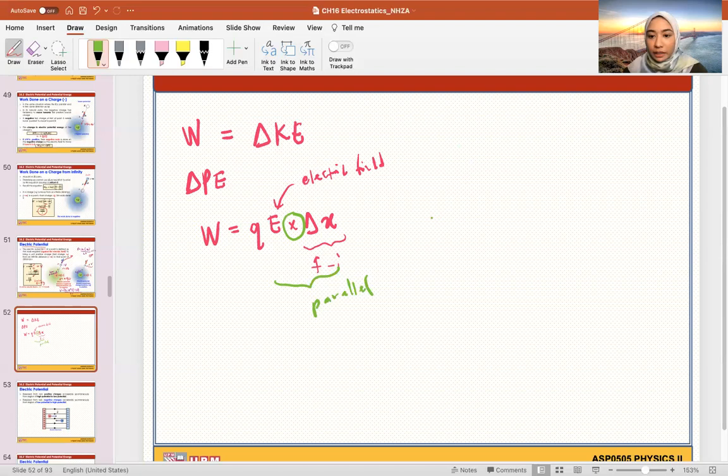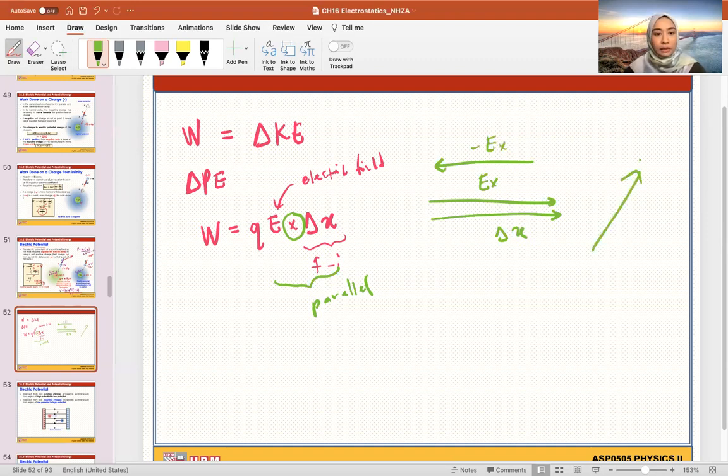For example, if my displacement is this way, my E has to be this way or this way. It cannot be perpendicular or at an angle, or this equation will not work. There is another equation to make it work, where you add the cosine theta, but let's not cover that. Let's just remember QEx delta x: the E must be parallel to delta x.